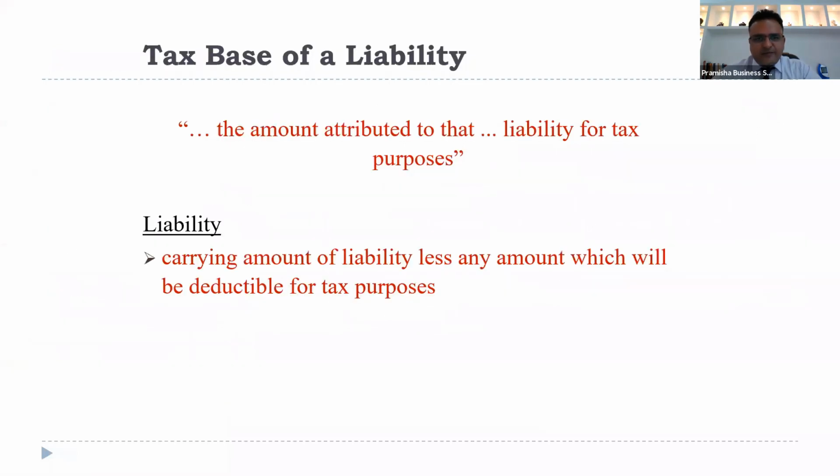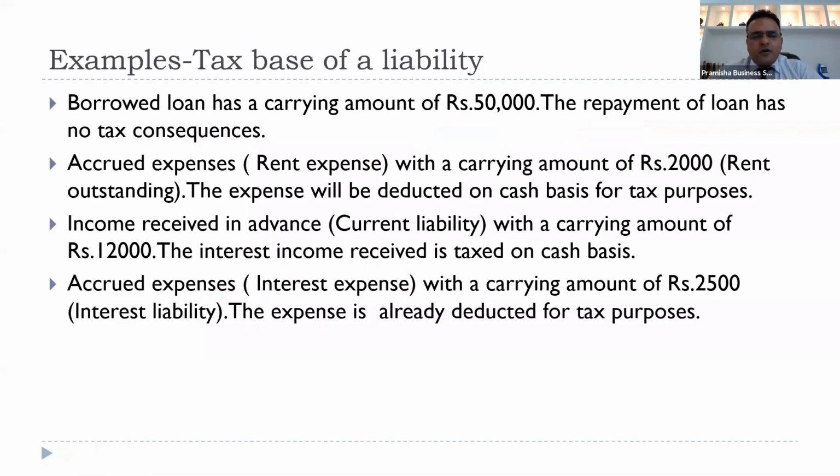Now let's come to the tax base of a liability. Have a look. Tax base of a liability is the amount attributed to that liability for tax purposes: the carrying amount of a liability less any amount which will be deductible for tax purposes. Now you need to tell me the tax base of a liability. A borrowed loan has a carrying amount of 50,000. The repayment of loan has no tax consequences. How much is the tax base of the liability?